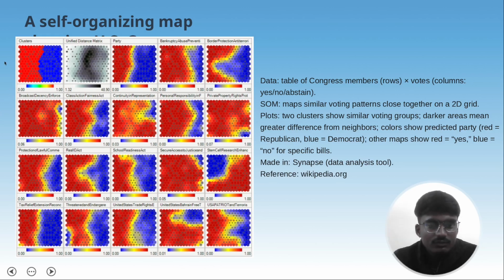Here the data of Congress members versus votes, that is yes, no and abstain, are shown. The SOM maps voting patterns on this 2D grid. Plots show clusters for similar voting groups. Darker means greater difference from the neighbor. Red means the predicted Republican Party, and blue is the predicted Democrat Party. The others show yes for bills as red, and no as blue.